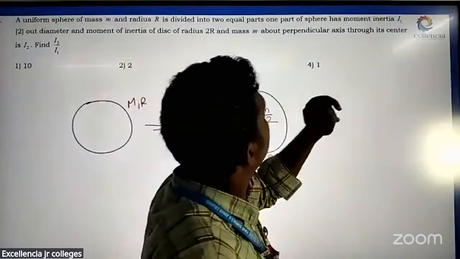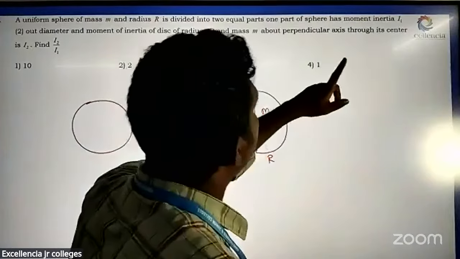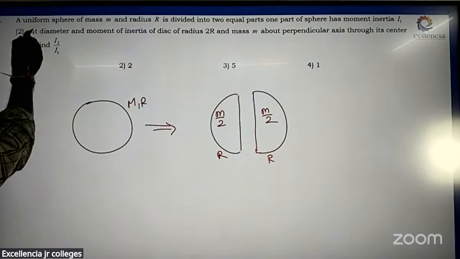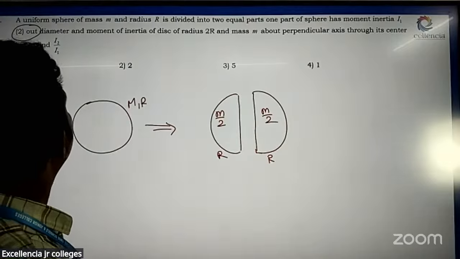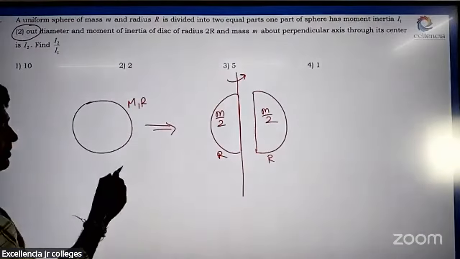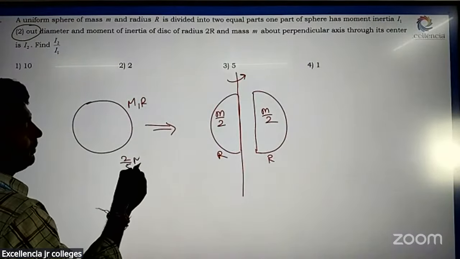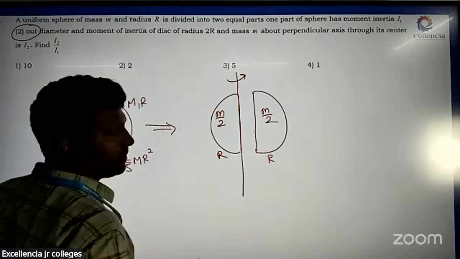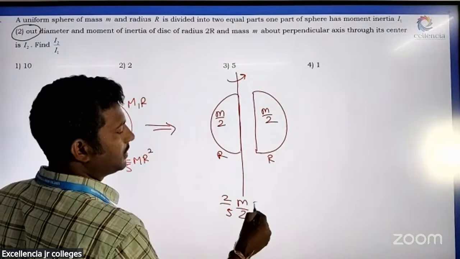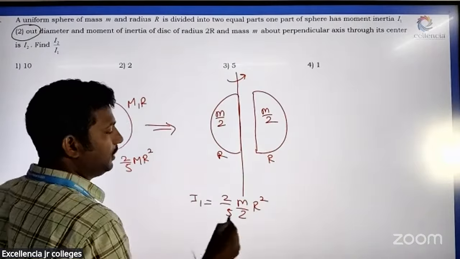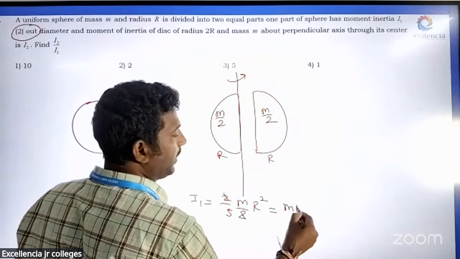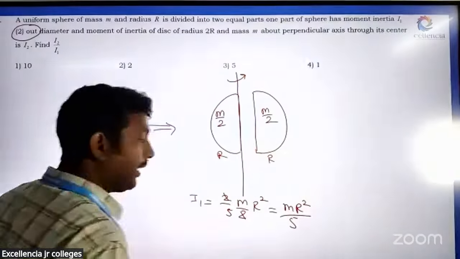Now, one part of the sphere has the moment of inertia I1 about the diameter. So about the diameter, we know the general formula for this is 2 by 5 MR square. Here the mass changes, so 2 by 5 into M by 2 into R square is the I1 value. The 2 will be cancelled out, so MR square by 5 will be the I1 value.